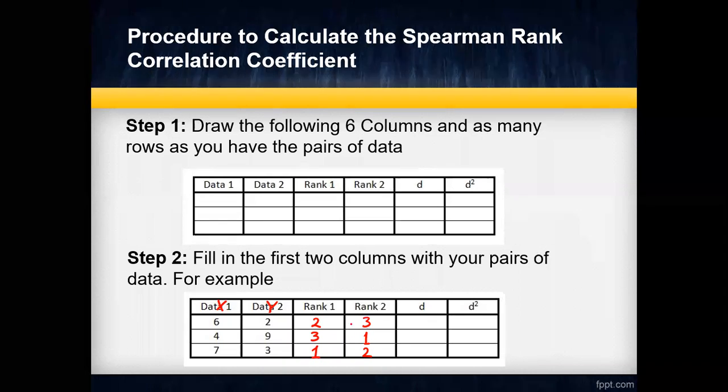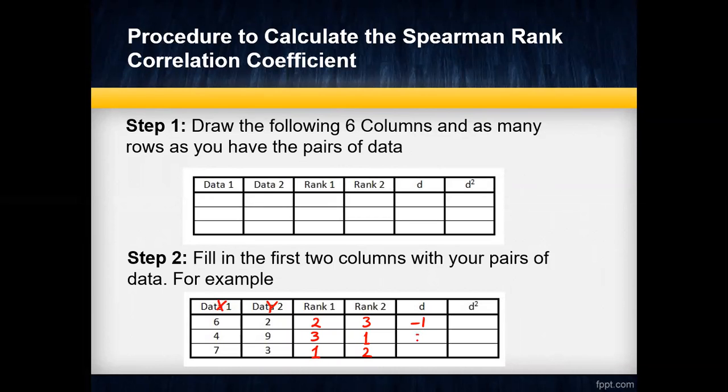D is actually the difference between the ranks. So 2 minus 3 is minus 1, 3 minus 1 is 2, and 1 minus 2 is minus 1. Now we take the square: 1, 4, 1, and the total is 6. So summation d square, which we need in the formula, is 6.